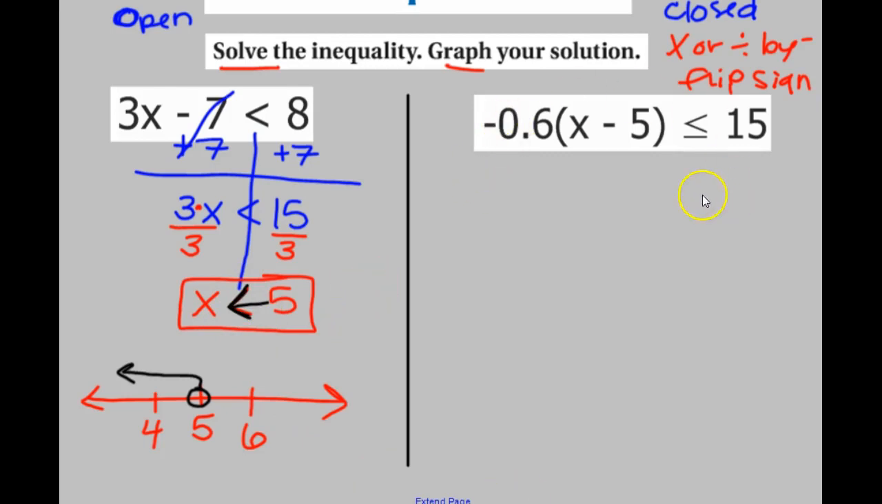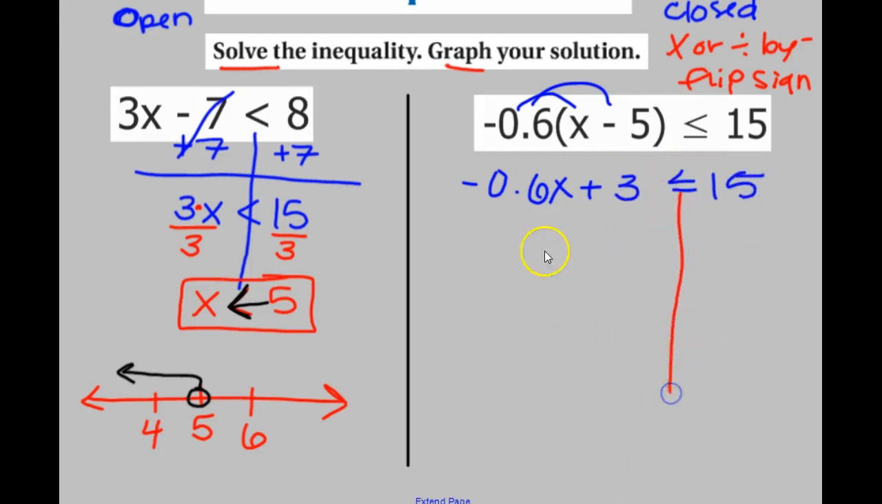Solving this next one, same thing. I'm going to distribute this first. Negative 0.6 times x is negative 0.6x. Negative 0.6 times negative 5. I know that's going to make a positive because a negative times a negative makes a positive. 5 times 0.6 would give me 3. Well, that's a nice number. And then less than or equal to 15.